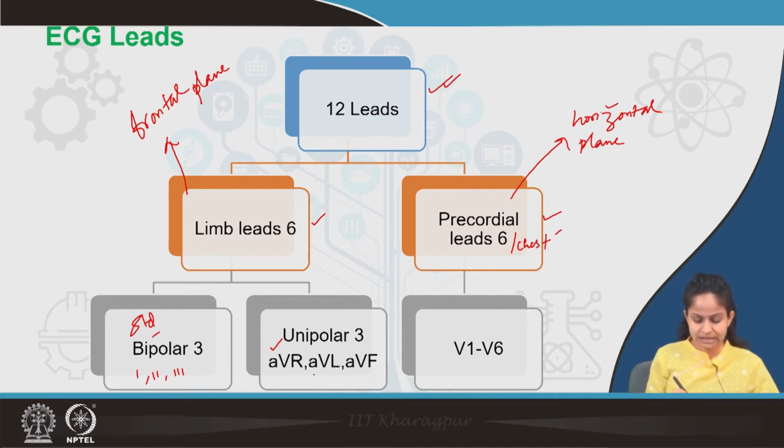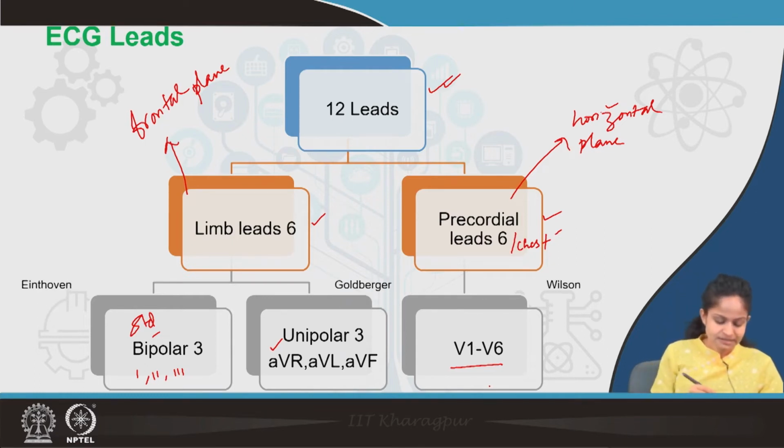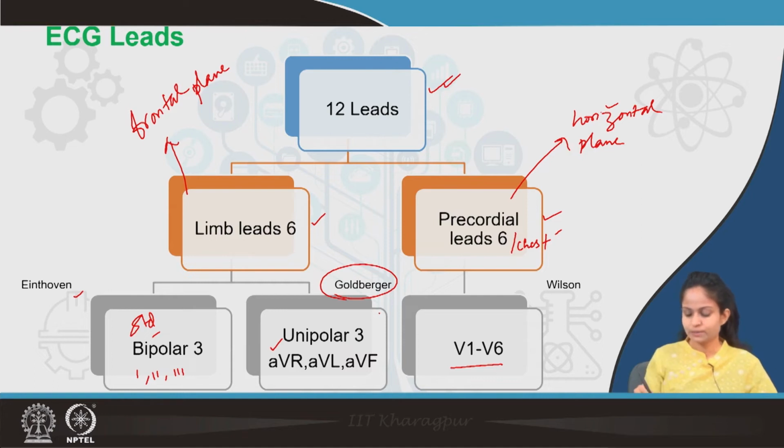So, we have aVR, aVL, aVF, again 3 unipolar limb leads, and we have V1 to V6, 6 chest leads which are located at different portions of the heart. Now, who are the inventors of these leads? Standard bipolar leads were discovered by William Einthoven. The unipolar leads were discovered by Goldberger, and Frank Wilson discovered the chest leads.